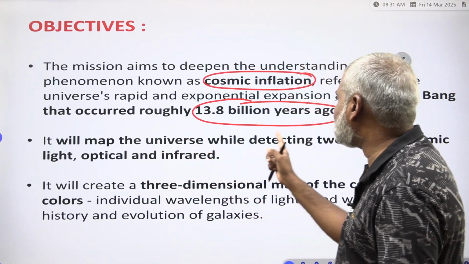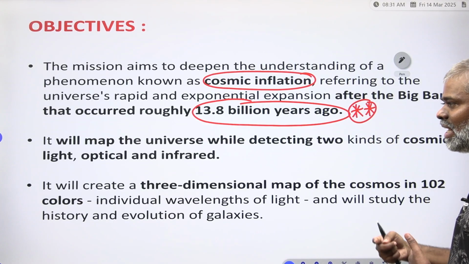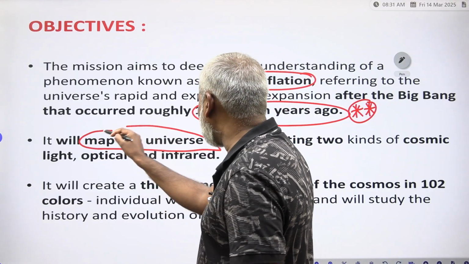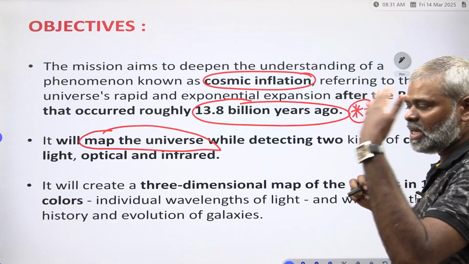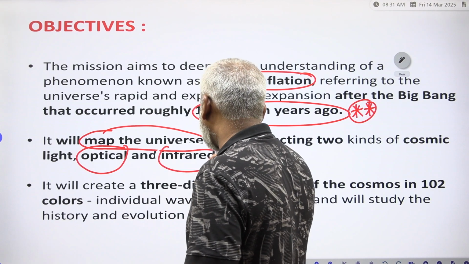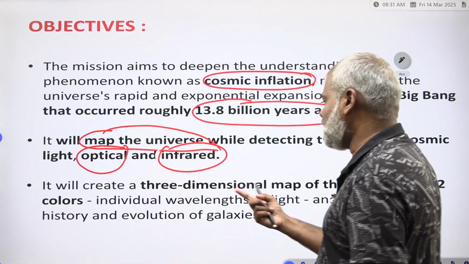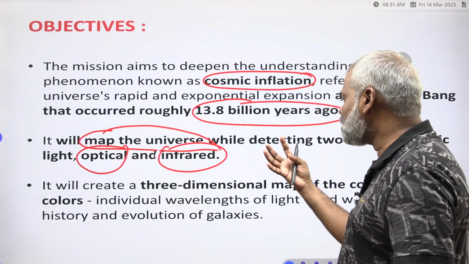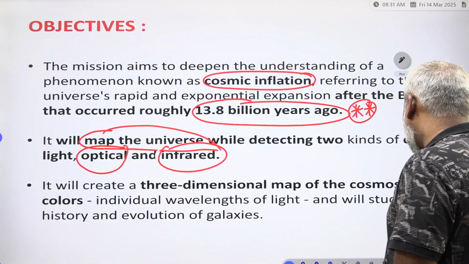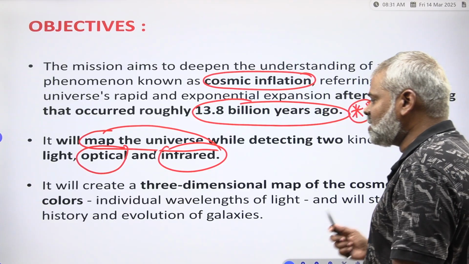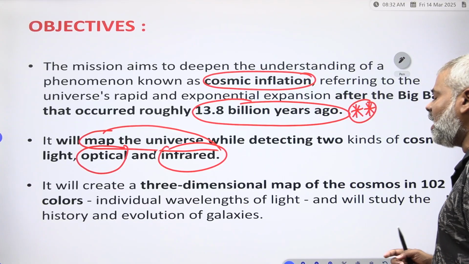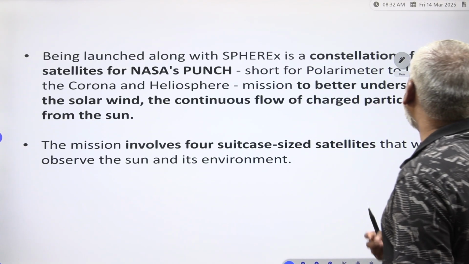It will map the universe while detecting two kinds of cosmic light: optical and infrared. The optical means whatever visible light we are seeing. The invisible one is the infrared light. It will create a three-dimensional map of the cosmos in 102 colors, individual wavelengths of light, and will study the history and evolution of the galaxies. This is very important information.